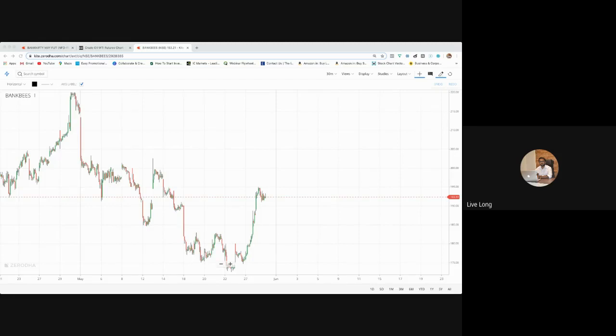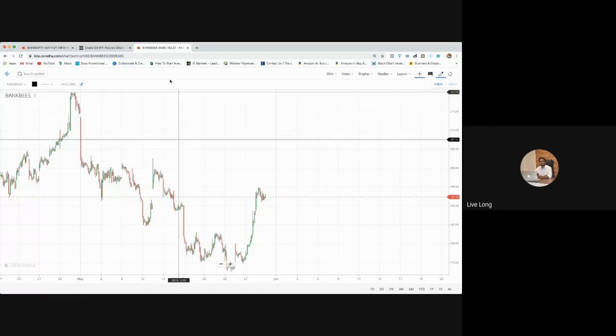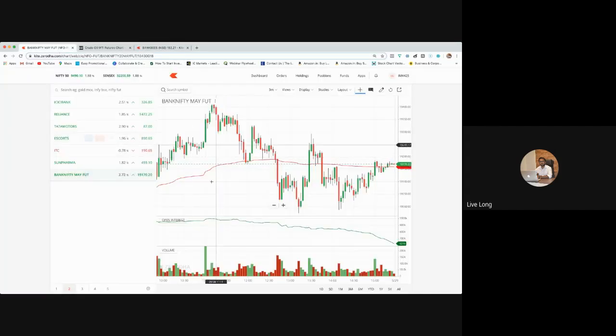Okay. Since some of you asked how to start a Demat account, I'll just show you that too. So Zerodha is one broker. I'll show you the site, the platform that you're seeing right now. This is the platform of the Zerodha broker.